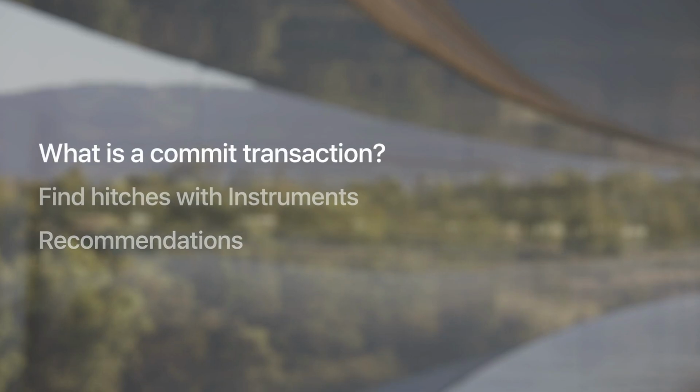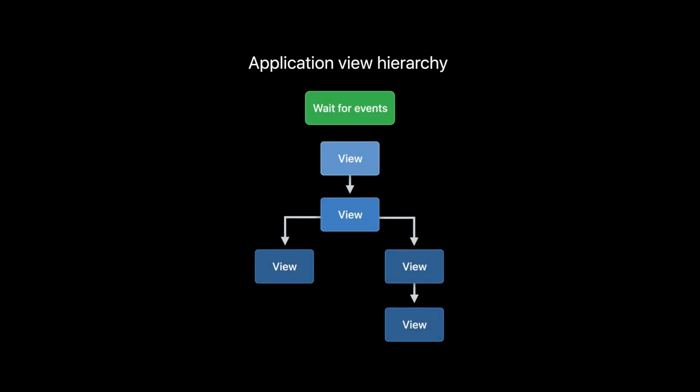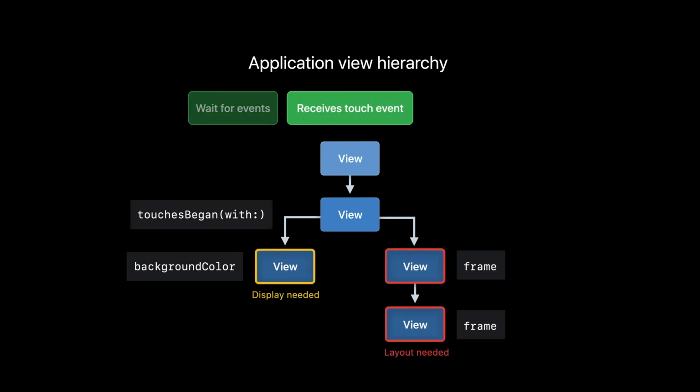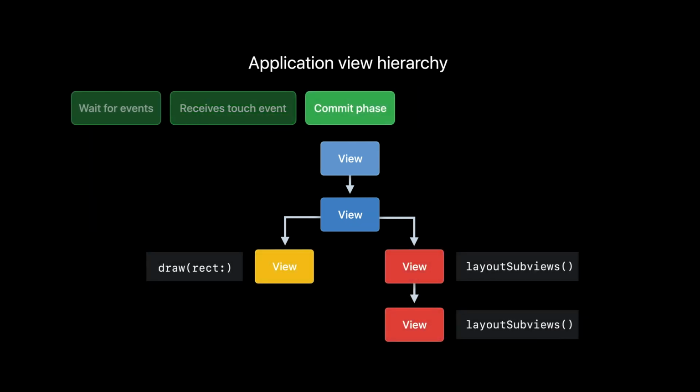Let's start by defining a commit transaction. Here, we have an example of an app's view hierarchy that is currently waiting for events. After it receives a touch event, a view responds to it and processes the event by changing the background color or the frame for some of its subviews. The system records that these subviews will require layout or display during the next commit transaction. During the commit transaction, the views that needed display or layout will be updated accordingly by calling drawRect or layoutSubviews.